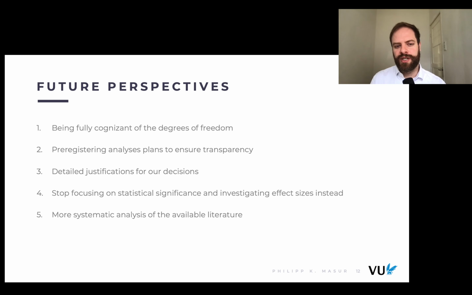So pre-registering our analysis to ensure transparency is really important, and we need to provide detailed justifications for our decisions. This is sometimes, or very often, lacking. I believe we should also stop focusing on statistical significance and investigate effect sizes instead. And just very generally speaking, we need more systematic analysis of the available literature in order to understand what type of decisions lead to what type of results, and really acknowledge that these decisions matter.